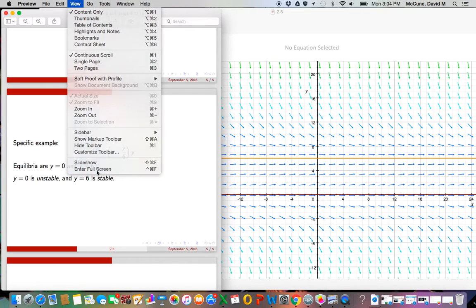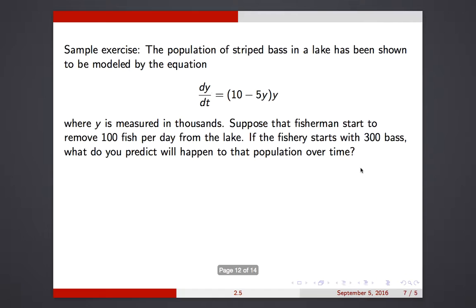So all that said, here's a sample question they did in class. The population of striped bass in a lake has been shown to be modeled by this equation. Notice this is logistic with intrinsic growth rate 1, the r value is a 1 out here, where y is measured in thousands. We could point out that the equilibria here are y equals 0 and y equals 2. Since this is a logistic equation, we would expect the population over time to converge to about 2,000 individuals, because in logistic growth the non-zero equilibrium is stable and extinction is unstable.